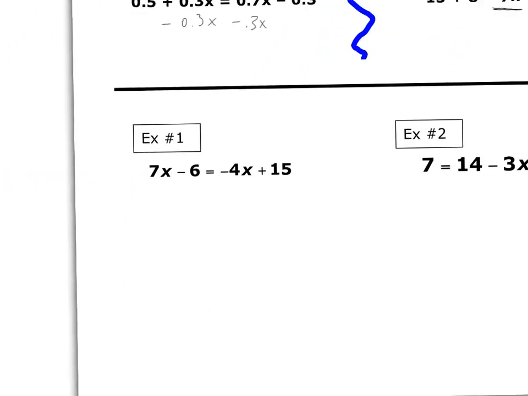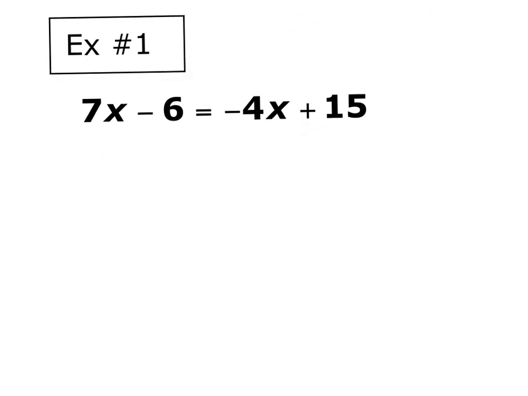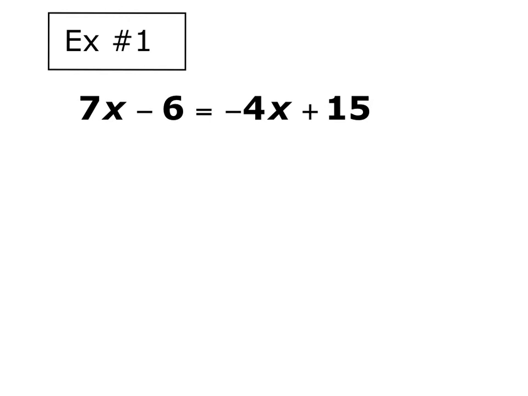Okay, so let's try our first example here. And it says 7x minus 6 equals negative 4x plus 5. And our first step is to make sure that there are variables on both sides. And there most definitely are. There's 7x over here and negative 4x over here. And then we want to figure out, well, which one's smaller? Okay, well, 7x is greater than negative 4x. Okay, so we want to choose this negative 4x to work with.